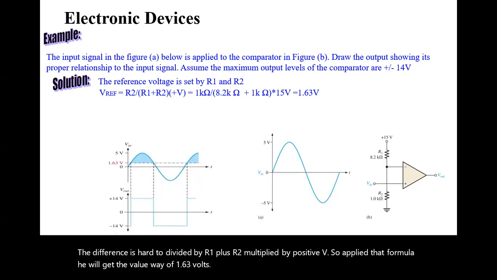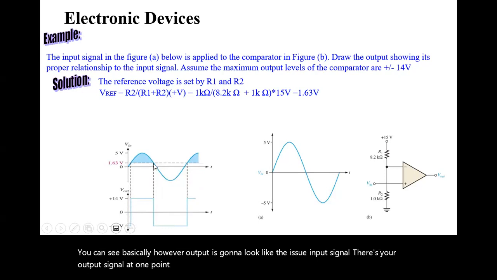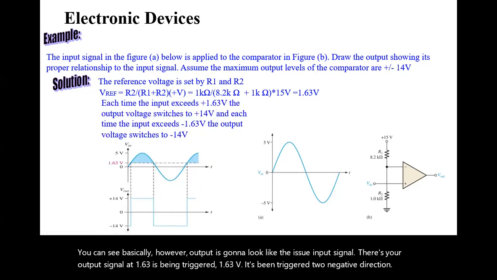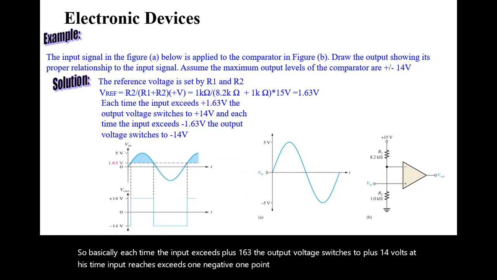There you can see basically how the output is going to look. There's your input signal, there's your output signal. At 1.63, it's been triggered in a negative direction. So each time the input exceeds plus 1.63, the output voltage switches to plus 14 volts. Each time the input exceeds negative 1.63 volts, the output switches to negative 14 volts.